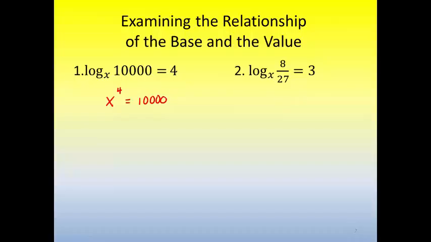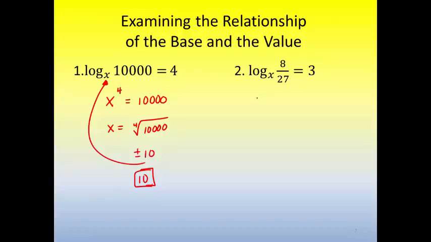Well, this means that I actually could take the fourth root of the other side. So this allows me to use an exponent method of solving, or radical method I guess, which would be the fourth root of 10,000. When you do that, you technically get plus or minus 10. But my base must be positive. So that means that 10 is my only solution for this one.